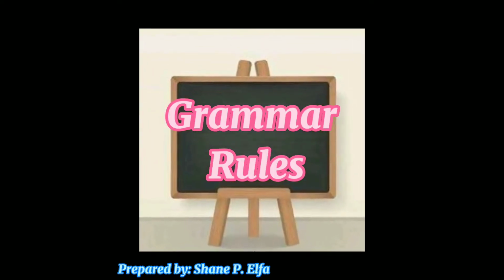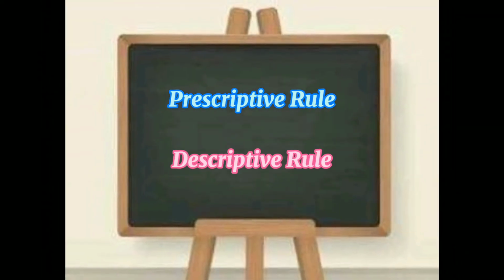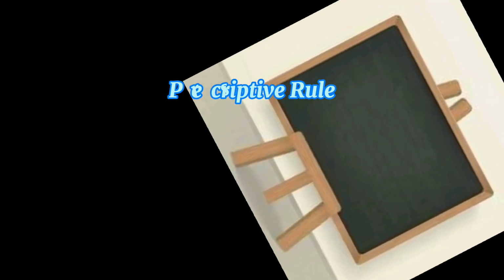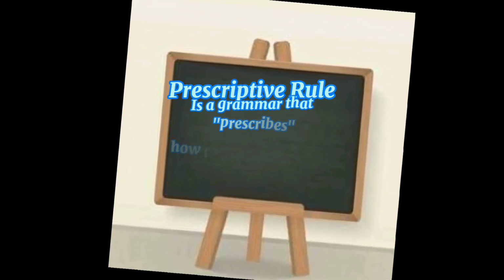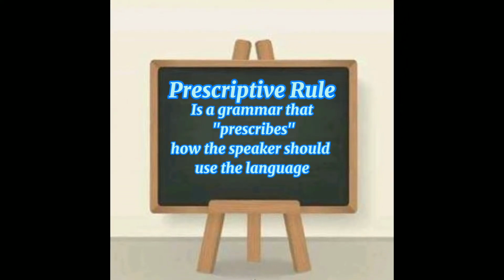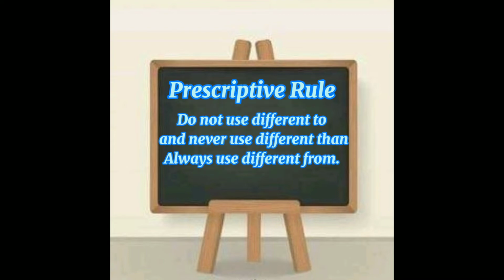We have two types of grammar rules, prescriptive rule and descriptive rule. So let's proceed first to the prescriptive rule. Prescriptive rule is a grammar that prescribes how speakers should use the language. So the first prescriptive rule is do not use different to and never use different than.